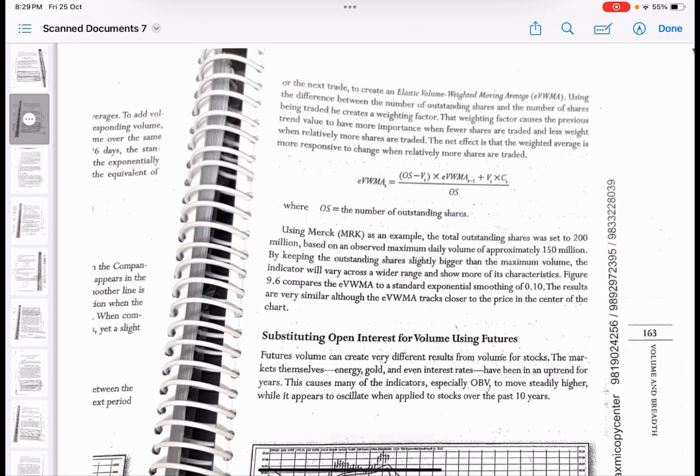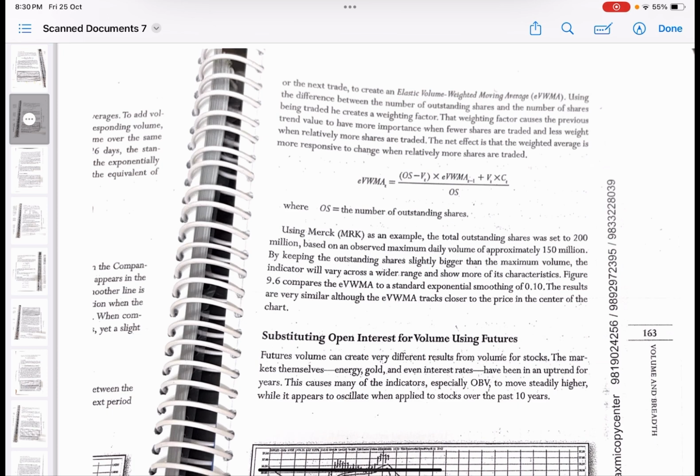Okay. So then what we do is use the difference between the number of outstanding shares and the number of shares being traded. He creates a weighting factor using both of these. So if the question comes up, when you're using the variably weighted moving average using volume, how do you find the weighting factor? The weighting factor is always found by the difference between the number of outstanding shares and the number of shares traded. That is what gives you the weighting factor.